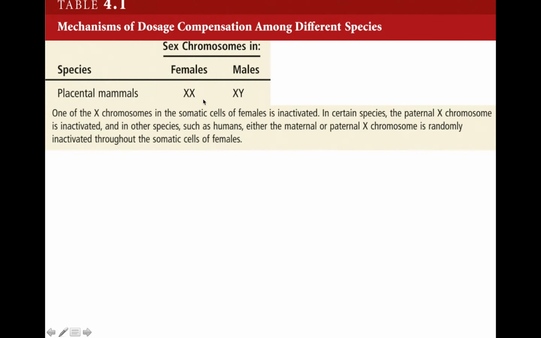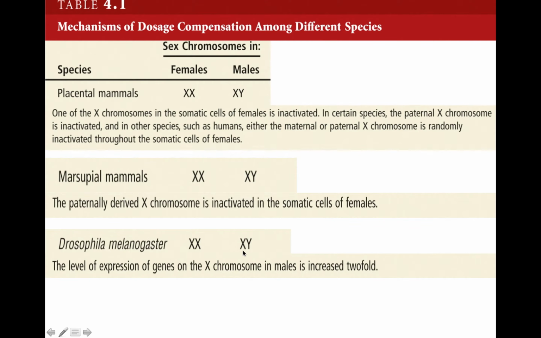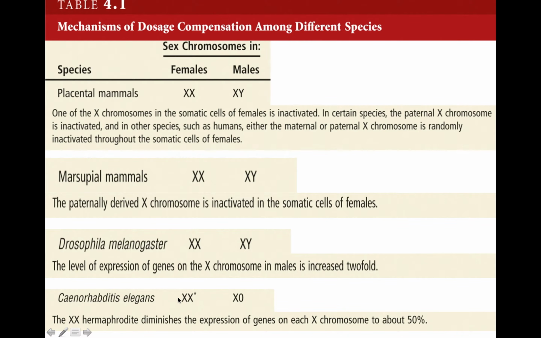In human females and placental mammals, one X chromosome is randomly inactivated in all the somatic cells. Marsupial females also inactivate one X chromosome, but it's always the paternally derived X chromosome, always the chromosome that came from dad. In Drosophila, the X chromosome in males is hyperactivated. You express genes from this twice as much to equal the amount of expression that you would get in a female. And in C. elegans, you decrease the expression from the X chromosome, from both X chromosomes, to about 50%.